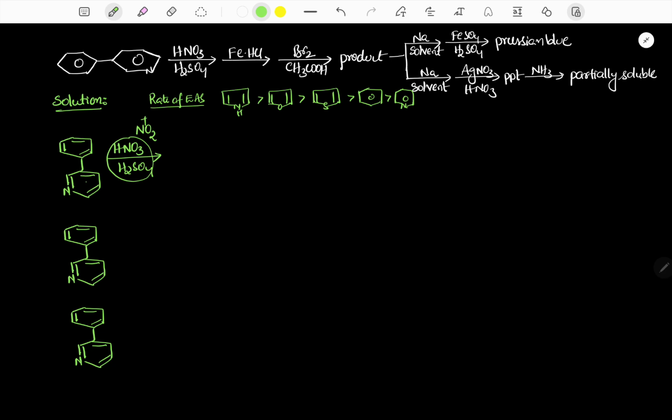Now position. Suppose the electrophile attacks at this position. This carbon gets positive. Because of resonance, positive here, and of course here also positive and here also positive. So these are the carbocation intermediates.